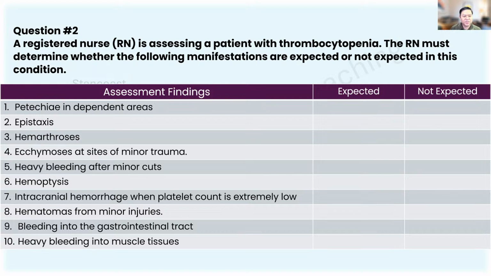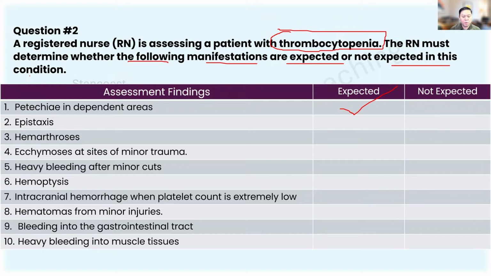So let's go through the following assessment findings. The RN must determine whether the following manifestations are expected or not expected in this condition. We are talking about thrombocytopenia. All right, so let's go through the items. Petechiae in dependent areas. Well, what do you think? Remember that petechiae are those small red and purple spots caused by bleeding under the skin. They're commonly seen in the dependent areas in thrombocytopenia. So this is going to be an expected finding.